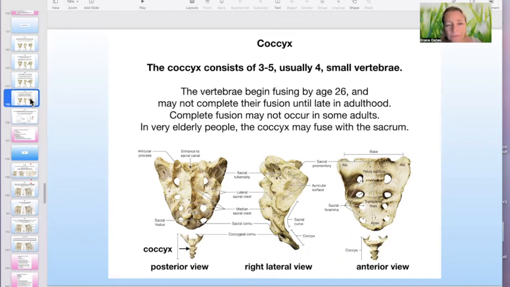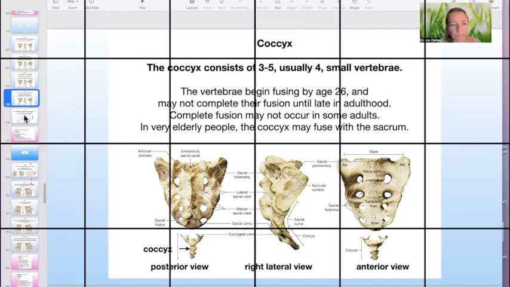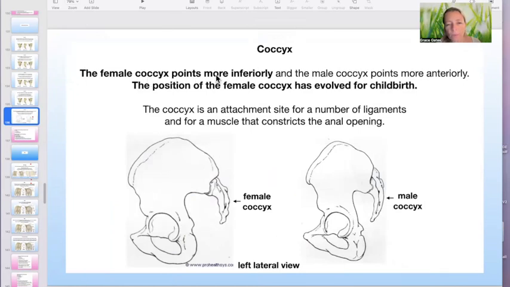However, in very elderly people, sometimes not only the coccyx vertebrae fuse, but the coccyx fuses with the sacrum, further adding to the decreased mobility of elderly people. The female coccyx points more inferiorly and the male coccyx points more anteriorly. The position of the female coccyx has evolved for childbirth. The coccyx is an attachment site for a number of ligaments and for a muscle that constricts the anal opening.